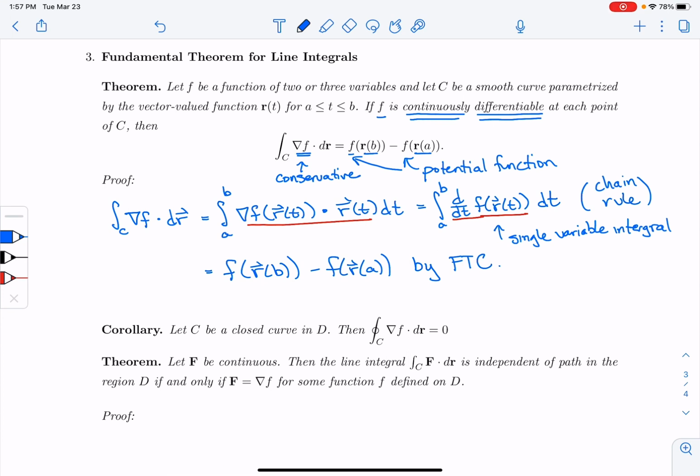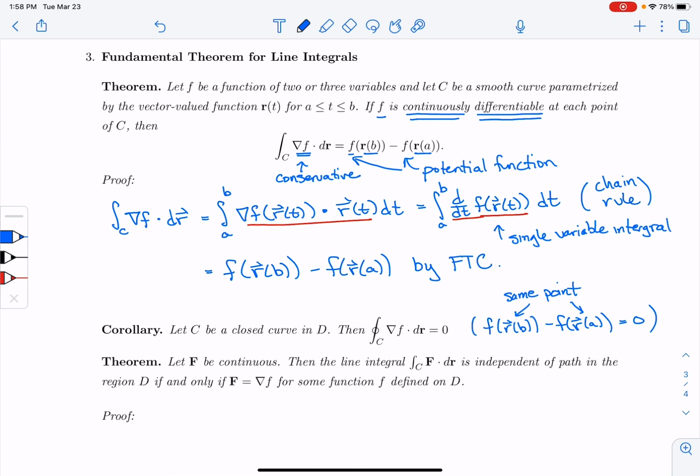Okay, a fun little corollary of this is if we let C be a closed curve in D, then if you do the integral around a closed curve of the gradient of f dot dr, it must be 0. And we know that it must be 0 because in this case, we're going to get f of r of b minus f of r of a, and the starting point and the end point must be the same if we're going around a closed loop. So these 2 points here are going to be the same point. So if you have a curve that starts and ends at the same point, making a closed loop, and then you integrate the gradient of f dot dr, you're going to get 0.